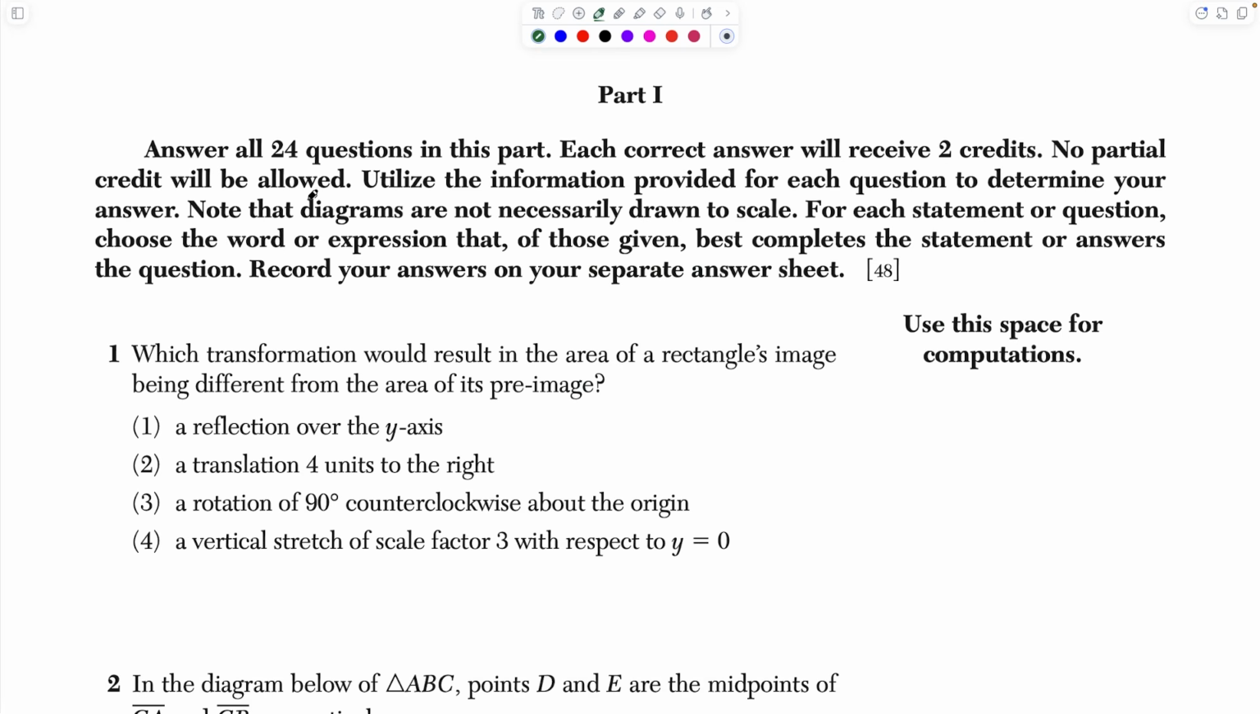Now let's get started. First up, we're doing the part 1 multiple choice. There's 24 questions here, and each one is worth 2 credits.